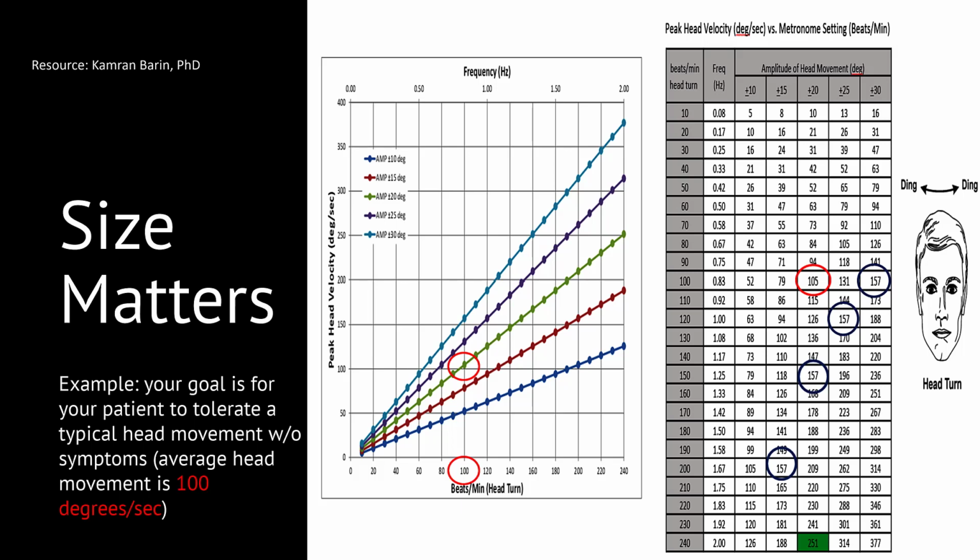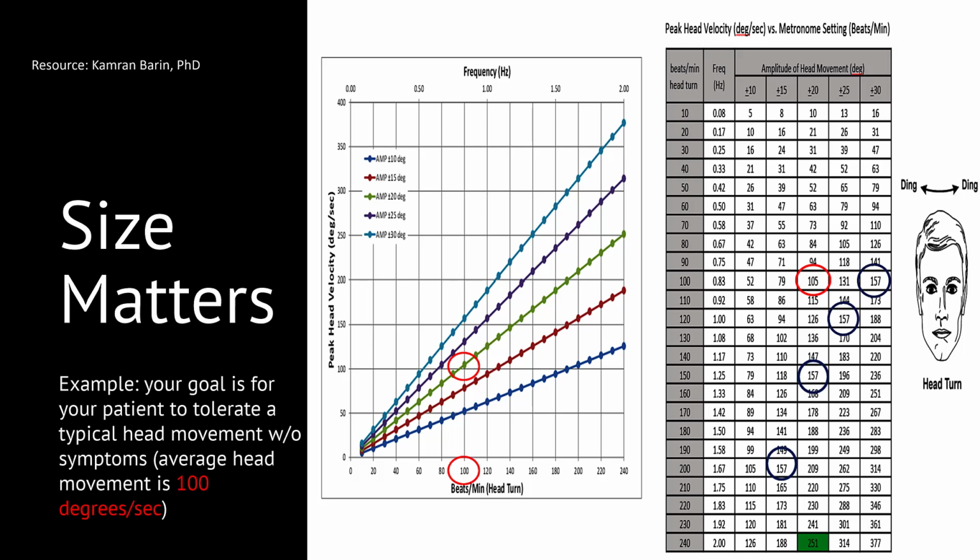So what Dr. Barine has done is he has taken into consideration the size of the head movement, or the amplitude, and the desired head velocity, which is on the y-axis there, peak head velocity in degrees per second, and how we can customize their VOR training to a metronome by beats per minute, which is on the x-axis. Also on the x-axis, you'll see beats per minute head turn, meaning that the person turns their head to each beat of the metronome. That's represented in the picture on the far right. So it's like beat, beat, beat, and to each beat of the metronome, they're turning their head.